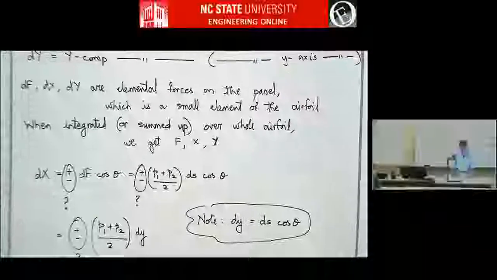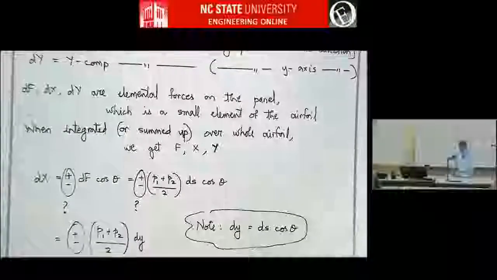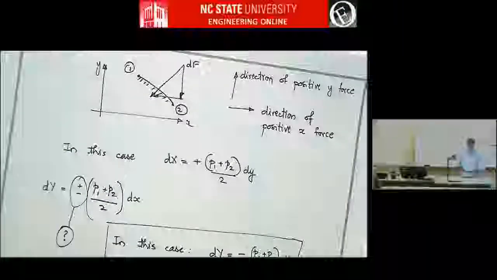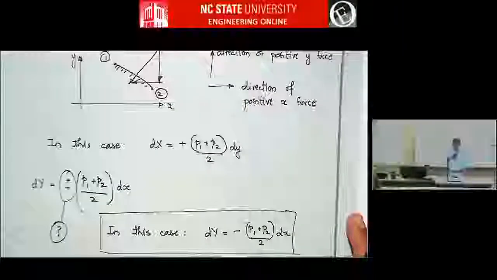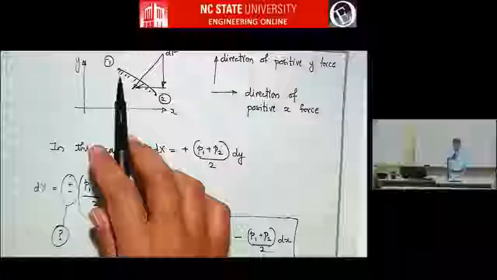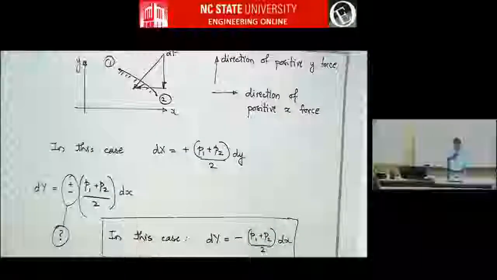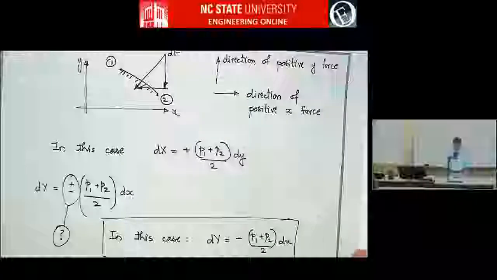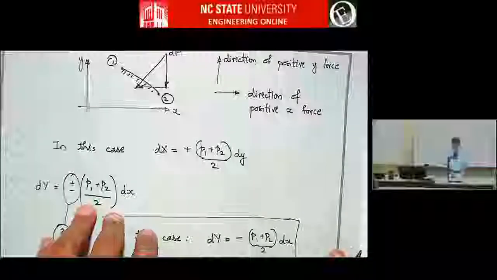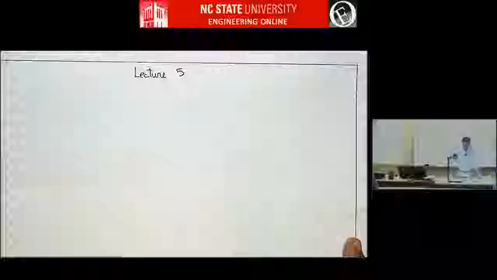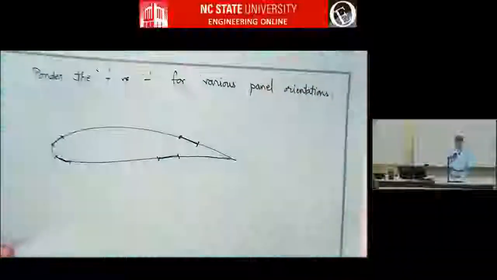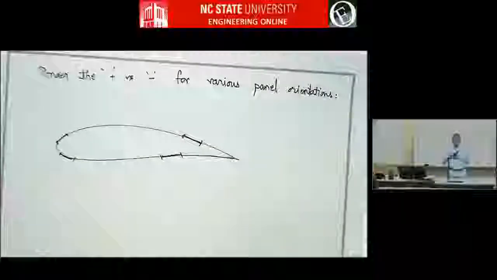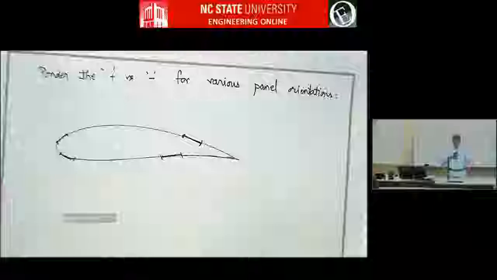And then we were pondering about whether this is plus or minus, and then we decided that with all the sign conventions we were using for this particular orientation of the panel, it's plus, and likewise the dy will turn out to be negative. So one of the things you have to figure out is for various panel orientations, will you have plus or minus for each of the dx and dy?